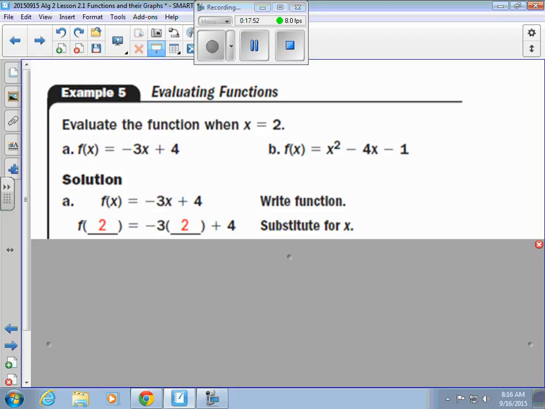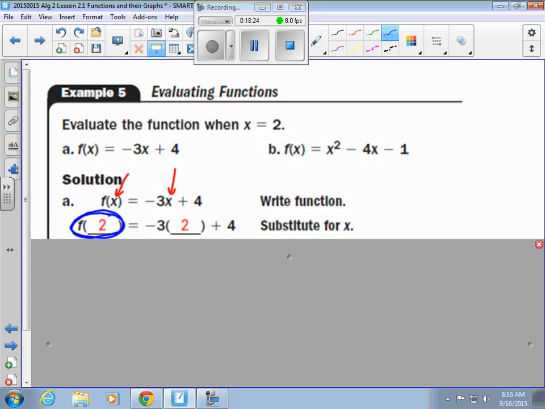So f of x is equal to negative 3x plus 4. In place of x, you're going to plug in the number 2. Notice right here, in place of x, we plugged in 2. And in place of here, we plugged in 2. So now you're going to read this as f of 2. f of 2 equals negative 3 times 2 plus 4. Now, the mistake I see students making with this is they think they have to do something with this. You do not have to do anything to manipulate that side.